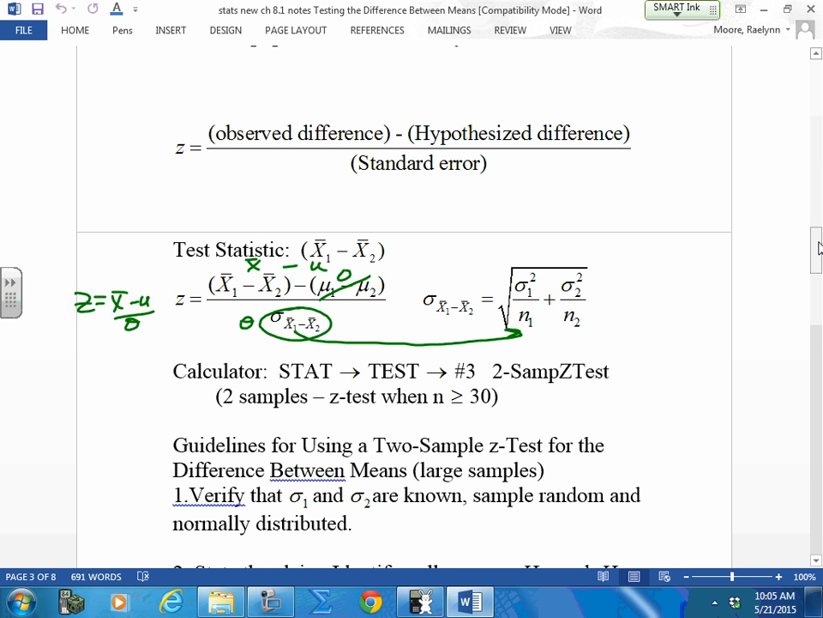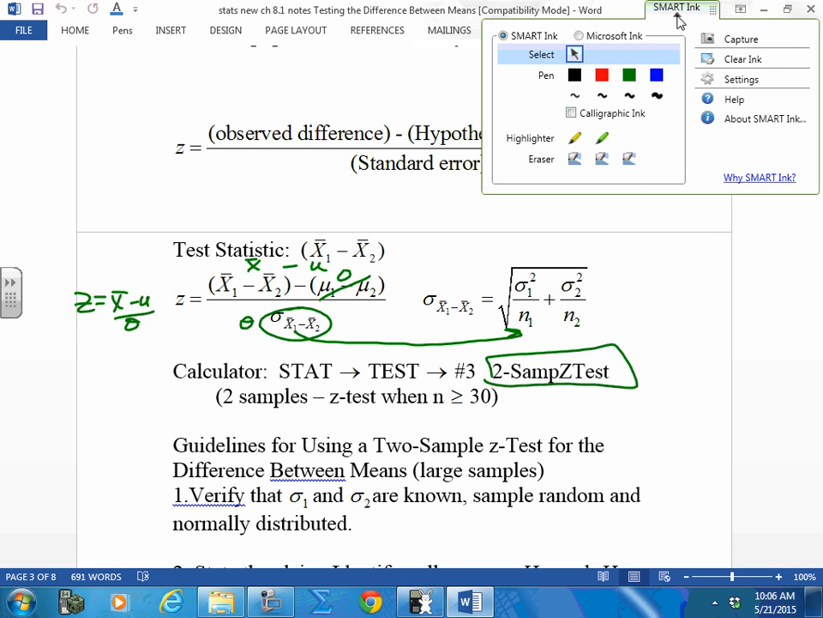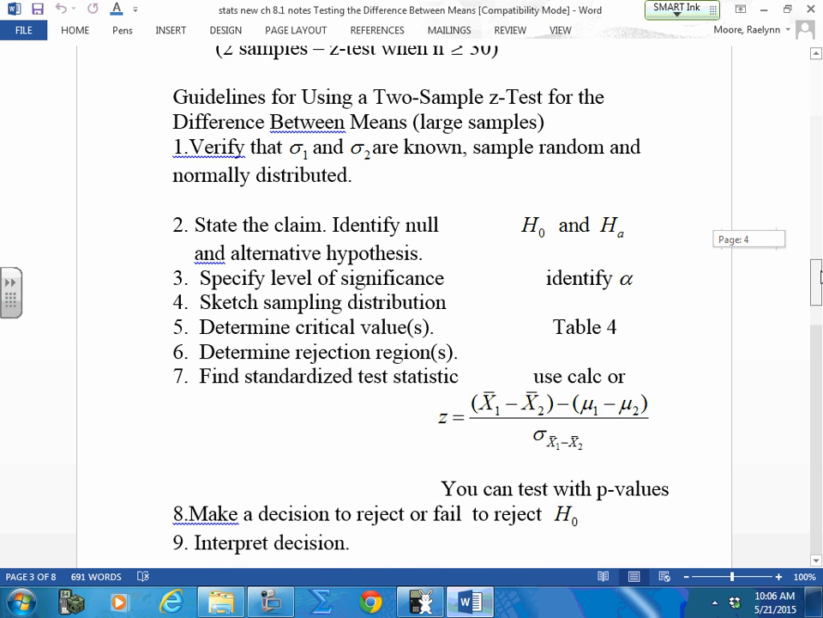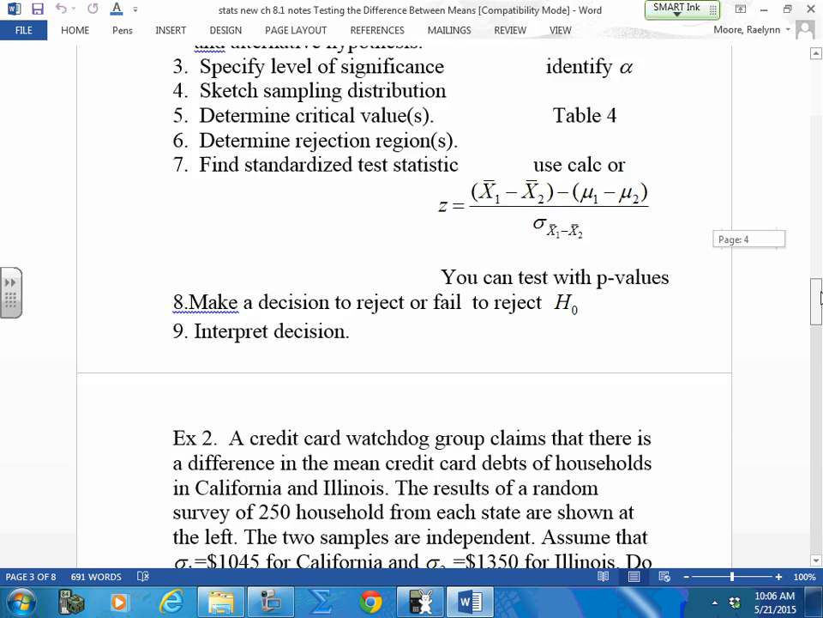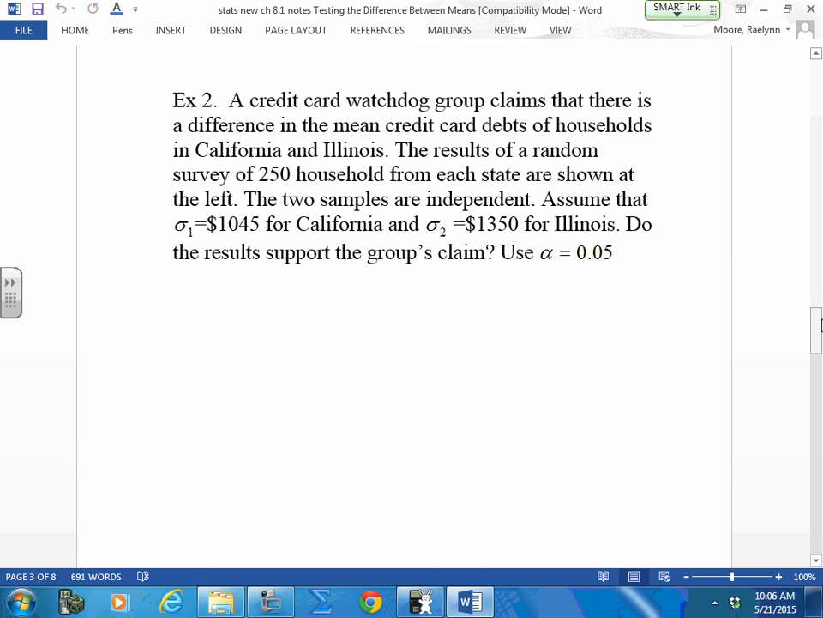So we're going to use this calculator step, the two-sample z-test. And it makes sense. There's two samples. It's a z-score because we know the population standard deviation. So grab a calculator. We're going to try one. Again, you do the same thing. You make your decisions. Okay.